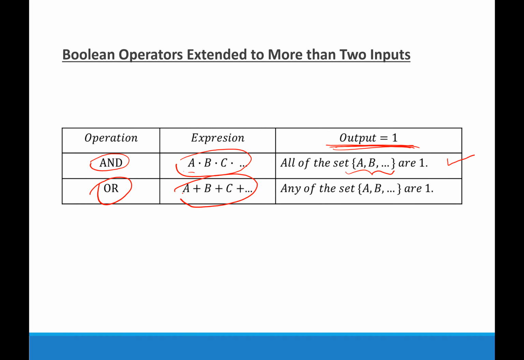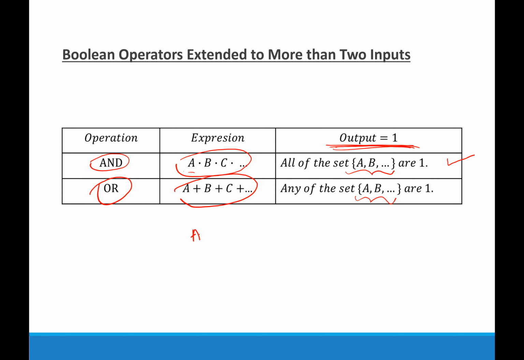Now here remember that if at least one input is equal to 1, we can get output equals 1. Any of the inputs A, B, C, D like that are 1, right? Then we can get the output equal to 1.